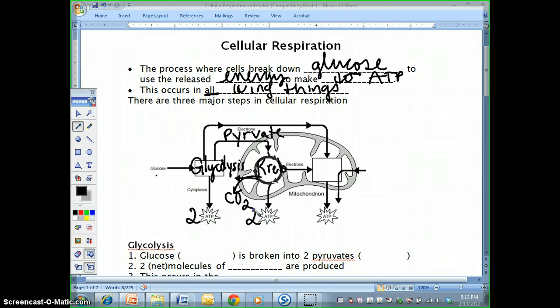So when you breathe in, you're breathing in oxygen, you're breathing out the carbon dioxide. Where did that come from? It actually came from your Krebs cycle. So the mitochondria of your cells are producing that carbon dioxide that you're breathing out.